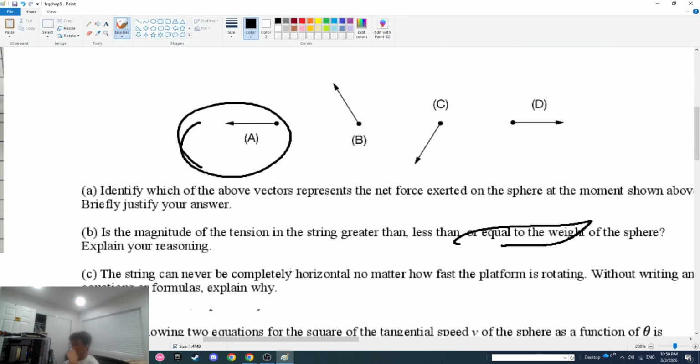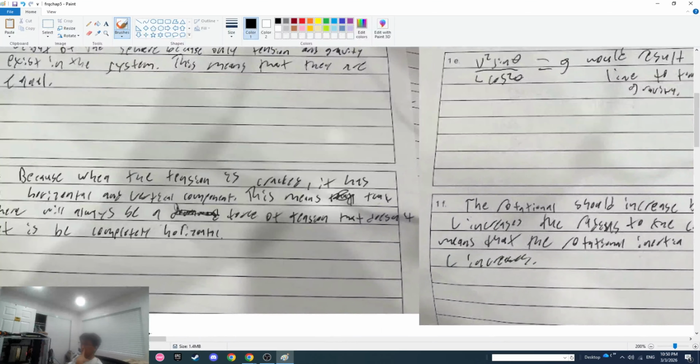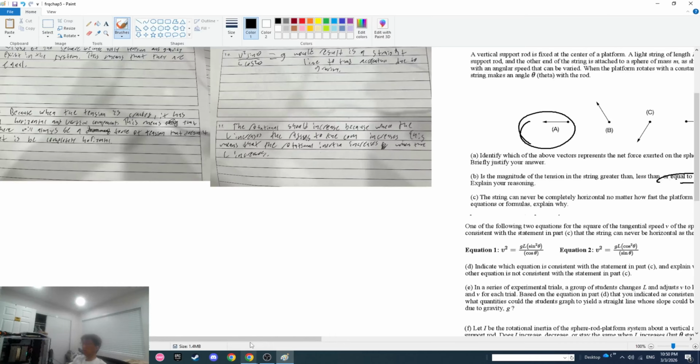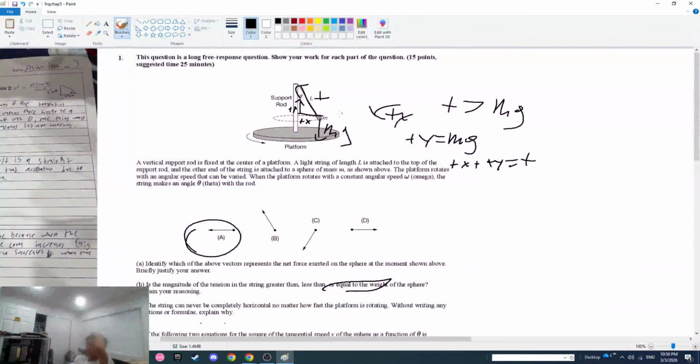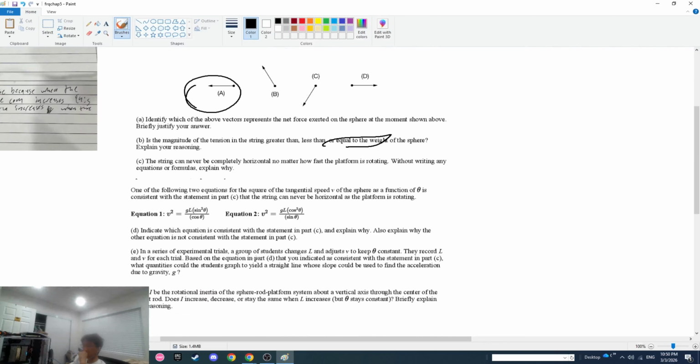And in C, we're told that the string can never be horizontal, no matter what. We're supposed to explain why, and I got this right because when you resolve the tension, there always has to be a component Ty. That's why it can't be horizontal.